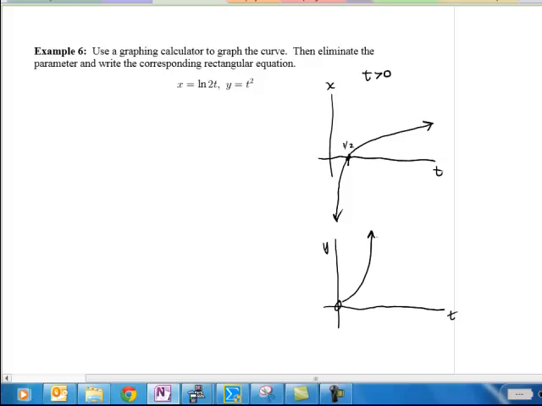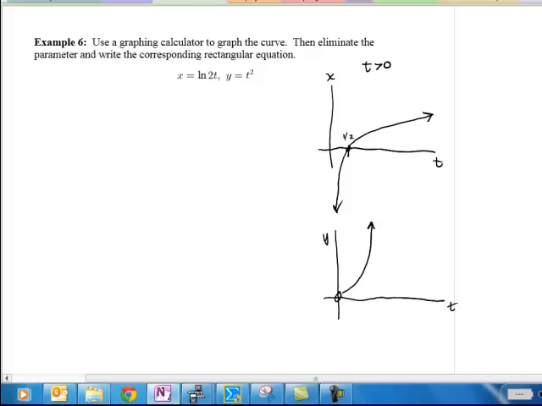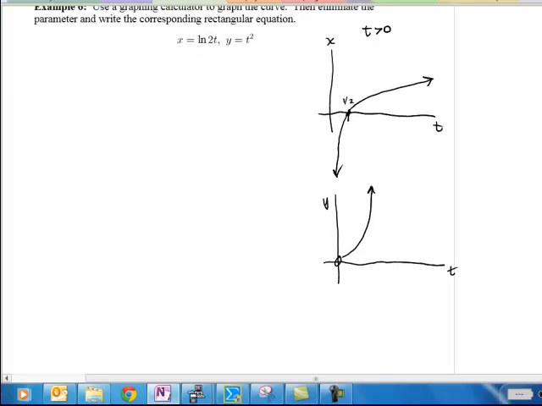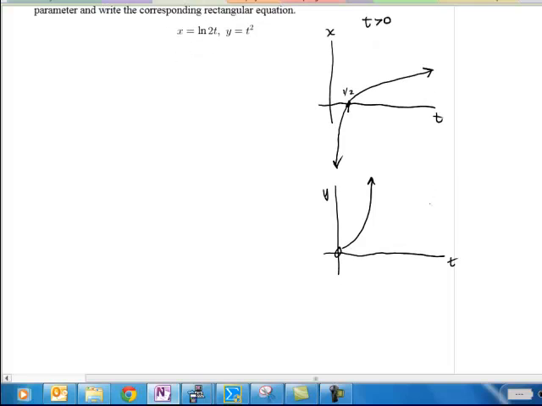Both are going to be growing. When x is large and negative, y is going to be getting closer and closer to 0, right? And then y is going to grow as x grows. So you can kind of think about what's going on with each coordinate individually. And I would also say, before we grab our calculator, let's maybe try to eliminate the parameter.